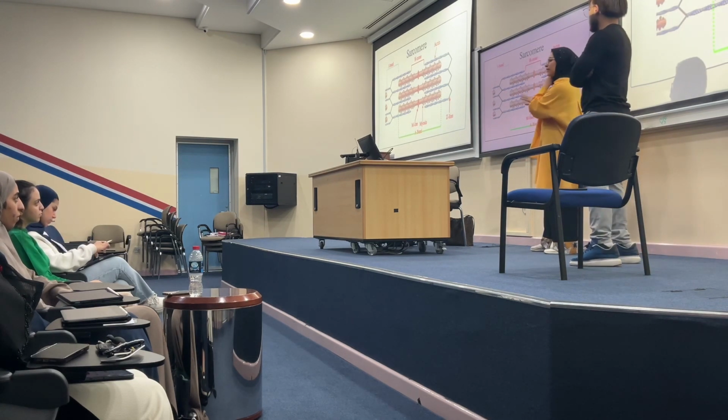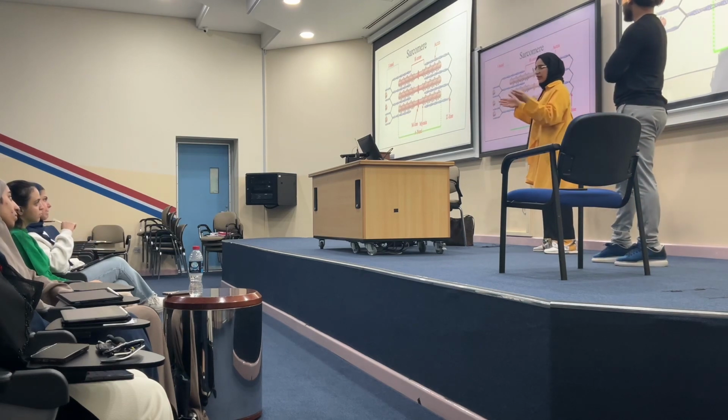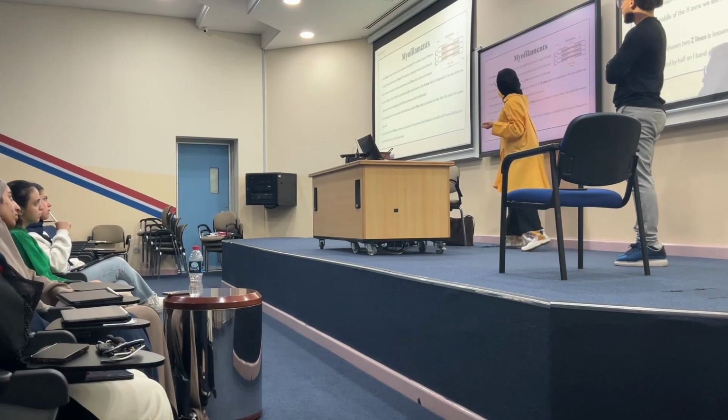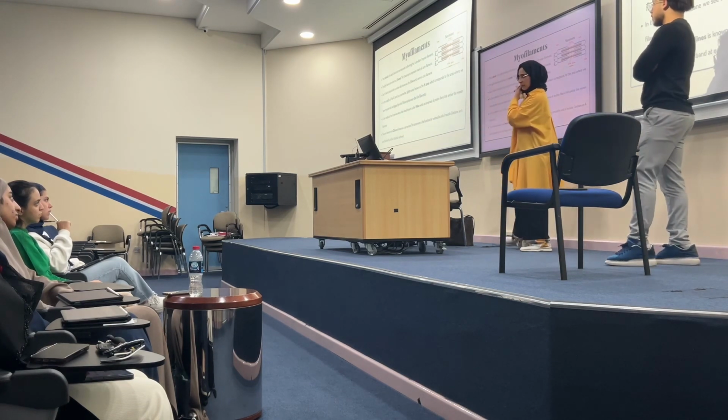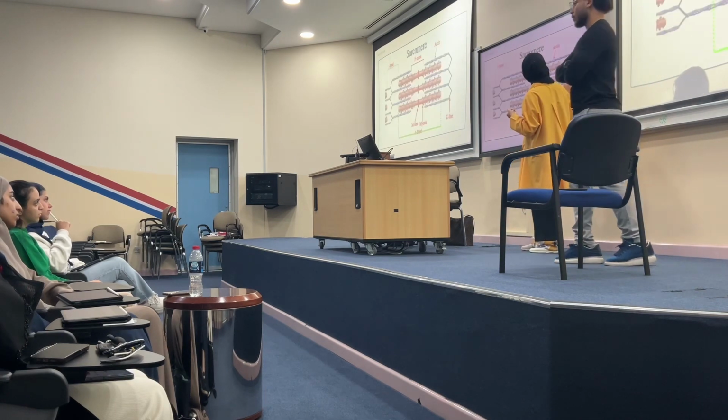A good way to remember that the A band is dark and contains myosin, the thick filament, is remembering that the word dark has an A, so it's the A band. And the word light has an I, so it's the I band. So this is how we know it's light or dark.